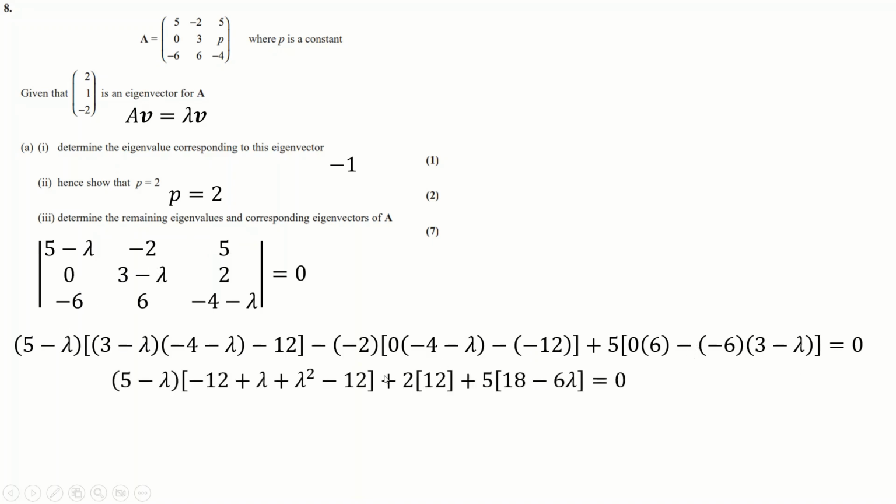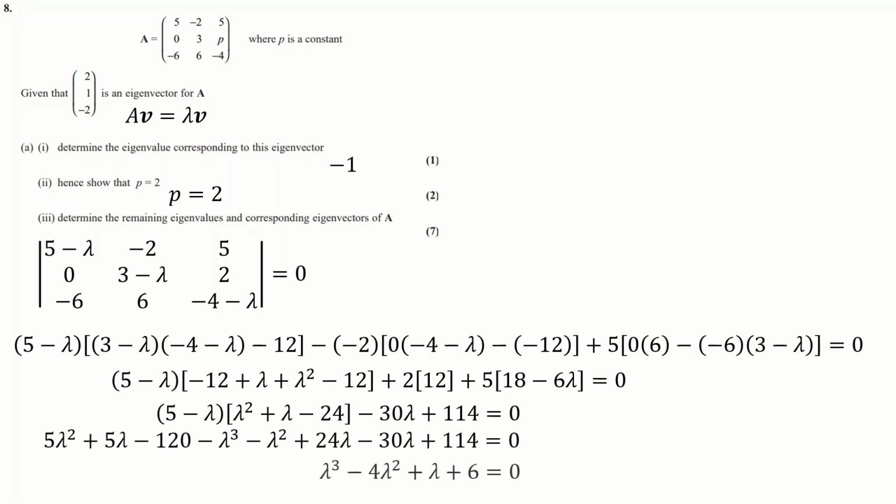Just be super careful with all the negatives and the expanding. It takes a while, but you just have to be careful, and you're fine. And eventually you get this. At this point, check that lambda is minus 1 works, because you know lambda is minus 1 should work, and it does. So I know that I haven't made a mistake here. And now we just need to find the other 2 values. Now this is a cubic, but you have one solution, so it's not hard.